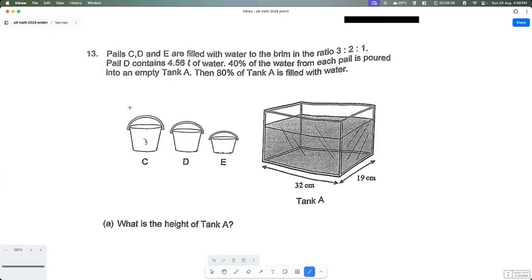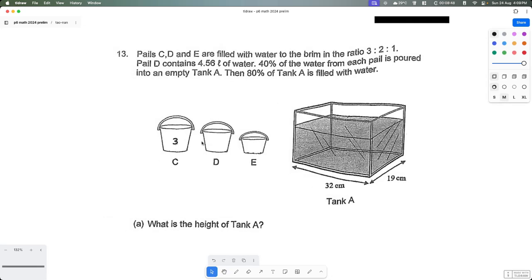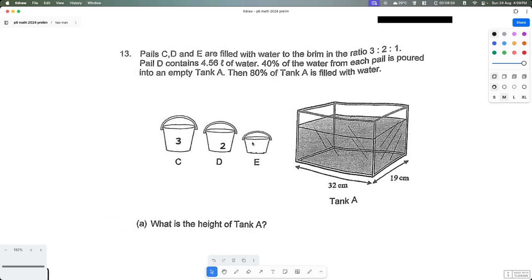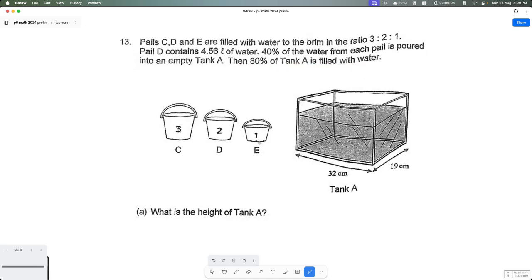Question number 13. It says pails C, D, and E are filled with water to the brim in the ratio of 3 to 2 to 1. So we're going to put here 3, and 2, and then we have 1 over here as well. Pail D contains 4.56 liters of water. 40% of water from each pail is poured into an empty tank. Then 80% of the tank is filled with water. What's the height of tank A?